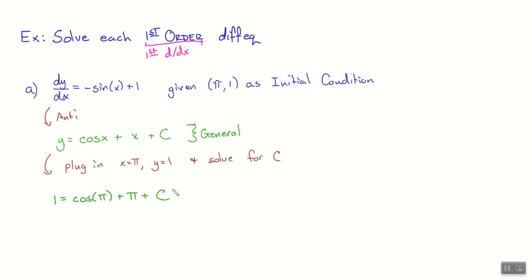So let's see. Just doing a little bit of substitution. 1 plus -1 plus pi plus c. What do we get for c? Add a 1 to both sides. We get a 2. Then I have to subtract the pi. C is 2 minus pi, I think. Did you guys get the same thing?